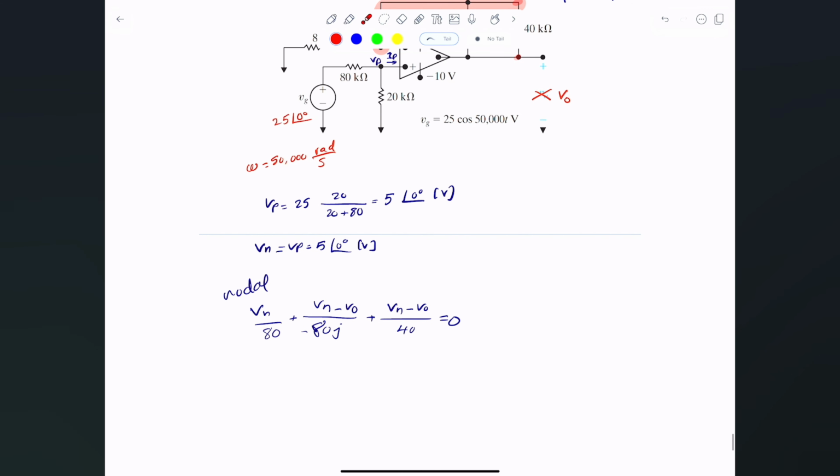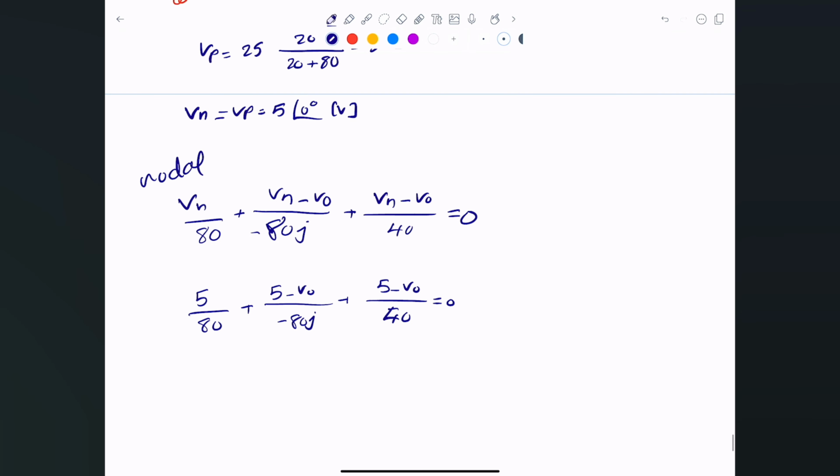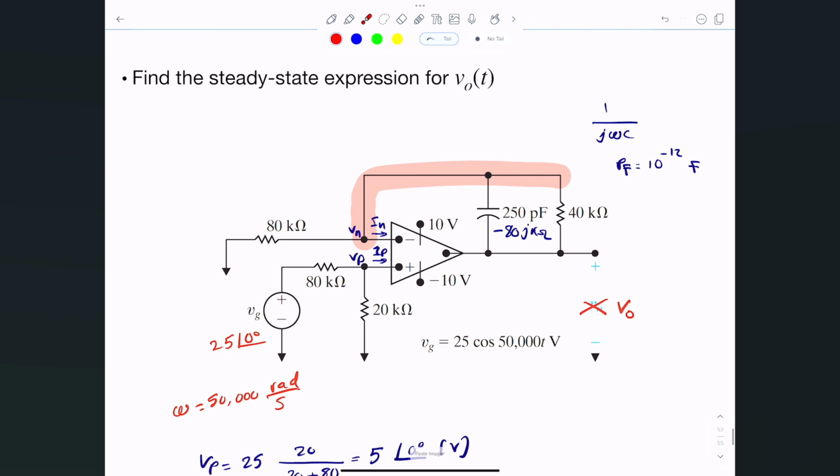All right, so do we know what V of N is? We do, so all we have to do is substitute it. So 5 divided by 80, plus 5 minus V naught divided by negative 80J, plus 5 minus V naught divided by 40, equals 0. And we'll be able to figure out what V naught is in the phasor domain, and that will be, based on my notes, 7.07 at an angle of negative 8.13 degrees, in volts. Of course, this is not the final answer, because what we're looking for is V naught in the time domain. So we need to do an inverse phasor to get V naught.